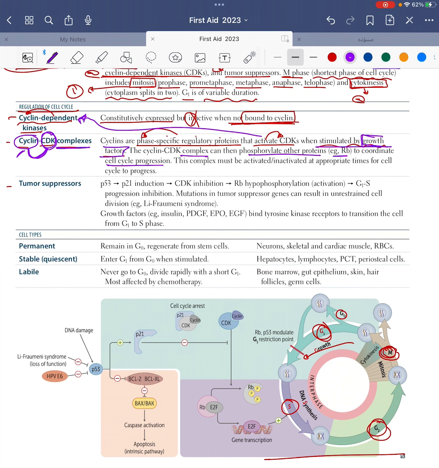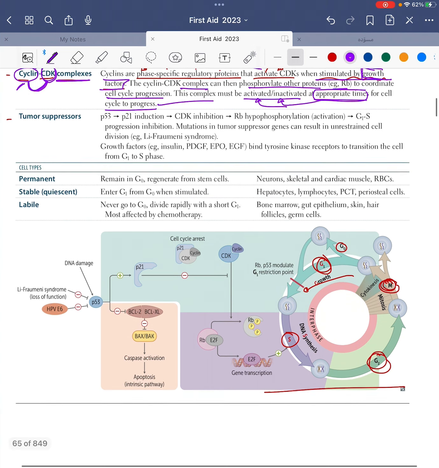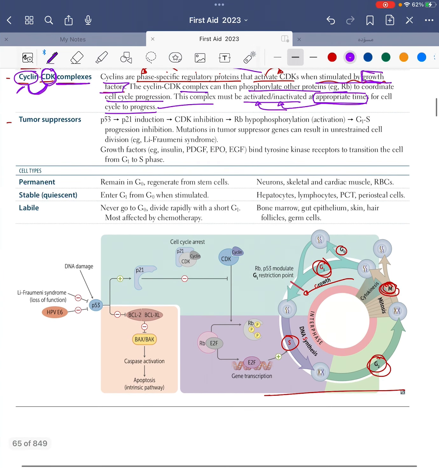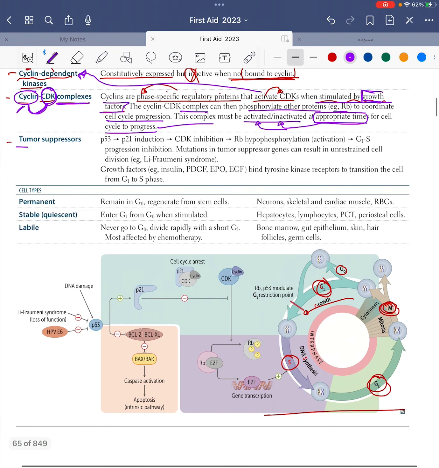This complex must be activated or inactivated at appropriate times for the cell cycle to progress. So the body needs to be really specific and accurate when it comes to timing, in order to decide to activate or inactivate those for the cell cycle to progress normally without any problem. We also have the tumor suppressors.